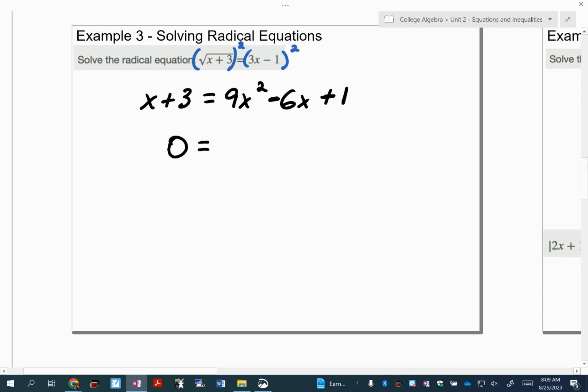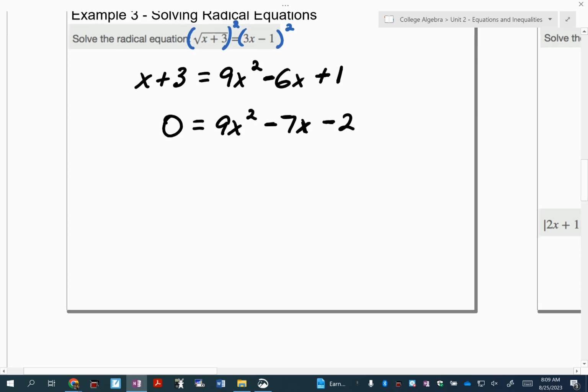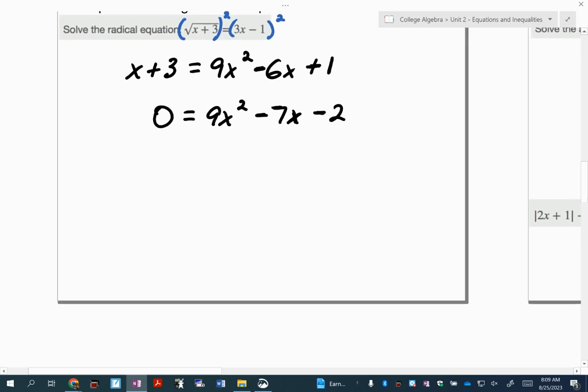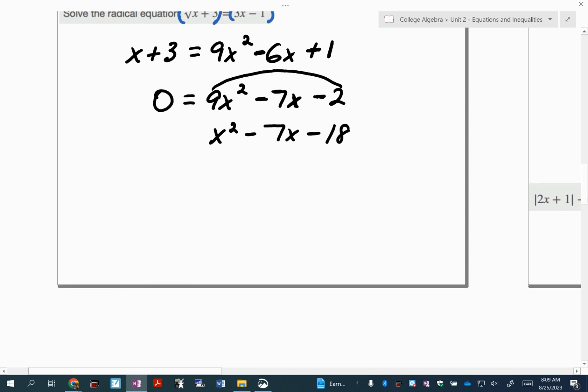We want to set everything equal to 0, get everything on one side. So if I move over this x by subtraction, I get negative 6x minus x, which is negative 7x. Move over 3 and do 1 minus 3, which is negative 2. And now I'm going to factor this like we did in the last lesson. So I'm going to use the slide divide bottoms up. So I have x squared minus 7x minus 18. All right, I'm going to factor this, knowing this is technically not my answer.